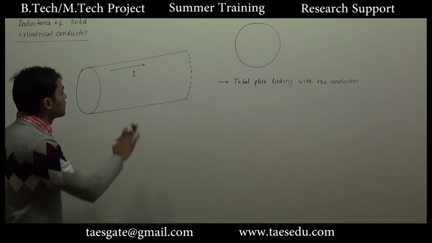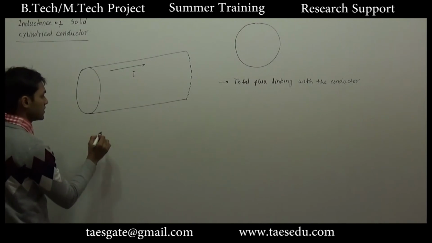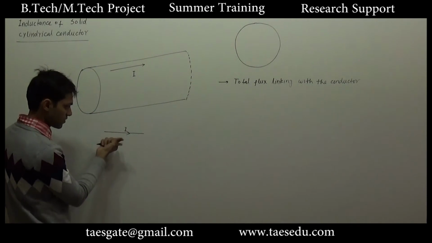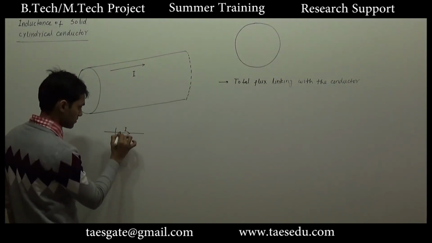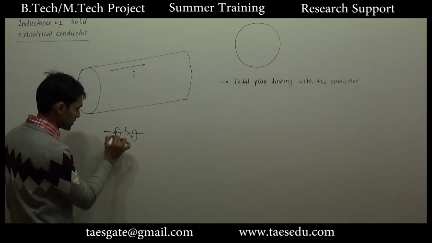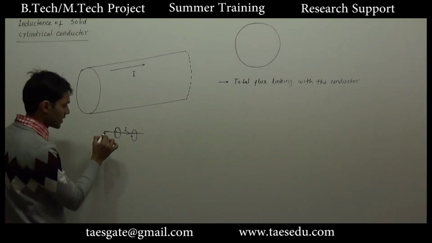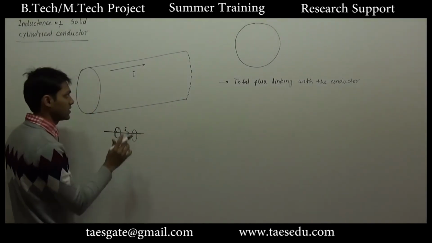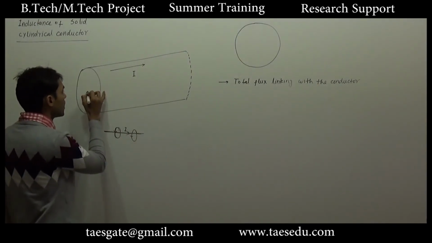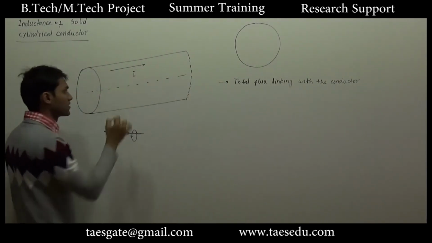Actually, what will happen here? We will have a current in the conductor. Due to this current, we will have a magnetic field. Let's say current I is flowing in this conductor. So due to this current, we will have a magnetic field, this way. If this is the conductor, these magnetic fields are outside the conductor. But here I have represented this conductor with a line only. If the conductor is cylindrical, apart from the outside magnetic field, there will be a field inside the conductor also.